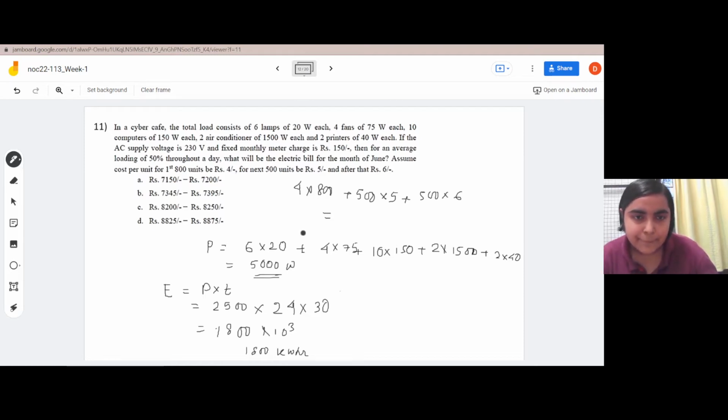Ma'am, what is unit? Whenever we do billing for a meter, 1 unit means 1 kilowatt hour. Okay, because this is the 1000 unit watts.